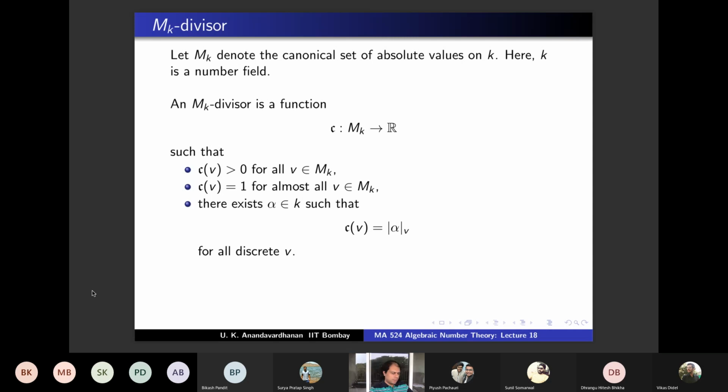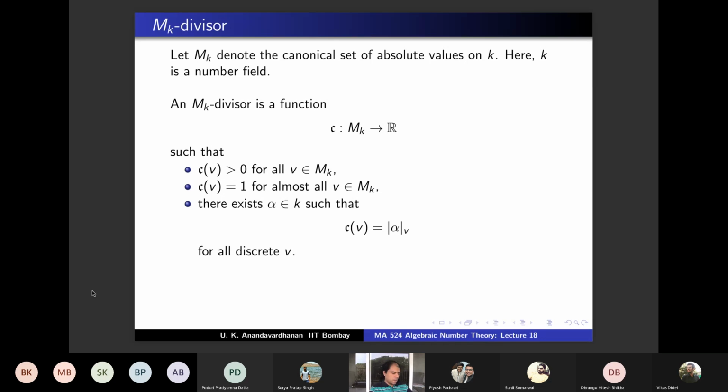So can you give an example of such a function? Constant function 1. Constant function 1, yeah. The first property is true, it is positive everywhere, and it is 1 almost always true. So what will you choose as your alpha so that CV is mod alpha V for all discrete V? It's alpha equal to 1, right? Yes. Mod 1 is 1, yeah.